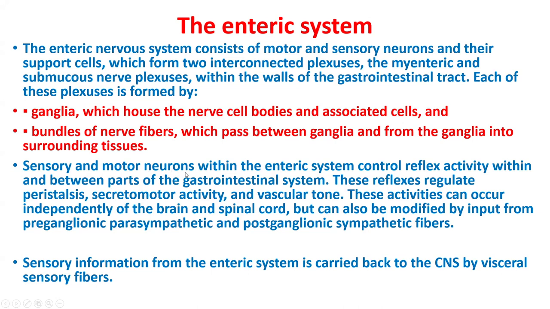So these sensory and motor neurons within this enteric system control the reflex activity within the wall or between the parts of the gastrointestinal tract. The reflexes regulate the peristaltic movement, the secretomotor activity, and the vascular tone. This activity can occur independently of the brain and the spinal cord, and it can also be modified by input from the preganglionic parasympathetic and postganglionic sympathetic fibers. The sensory information from this enteric system, as visceral afferent fibers, is carried back to the CNS by visceral sensory fibers. So they are the visceral afferent or visceral sensory fibers whose pathway you know.